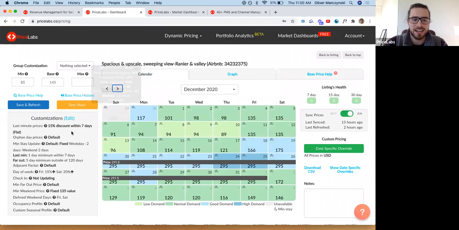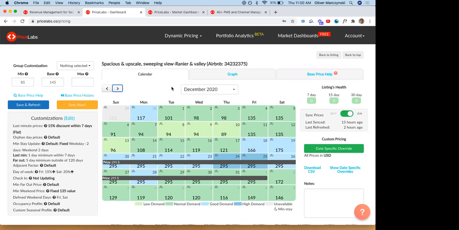So anything that you set in the customizations would be used to influence the price in PriceLabs. And then all we're sending to the PMS is this final price and the final minimum stay per night. So the PMS doesn't know that it's a last minute discount or a premium on Friday and Saturday. They don't need that functionality. All they need to be able to receive is our prices here.